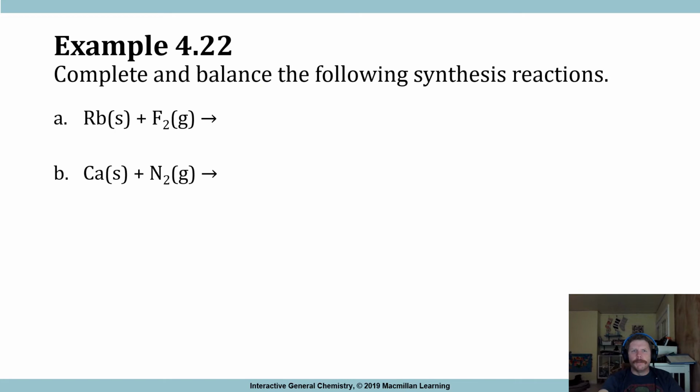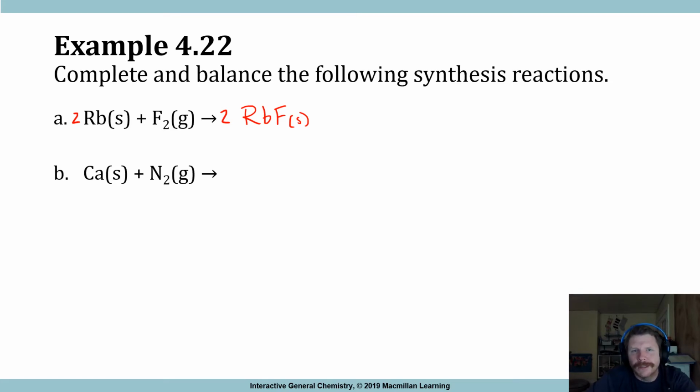All right, now complete and balance the following synthesis reactions. What we have is rubidium, which is a group 1 metal. Rubidium reacts with F2, fluorine, to produce RbF. Fluorine is in group 17, which is going to produce a -1 ion. So in order to balance this, we're going to put a 2 out in front, and it is going to indeed be a solid. I base that on the place where they are on the periodic table.